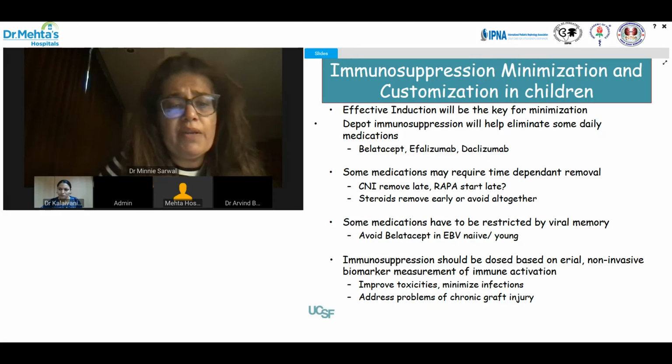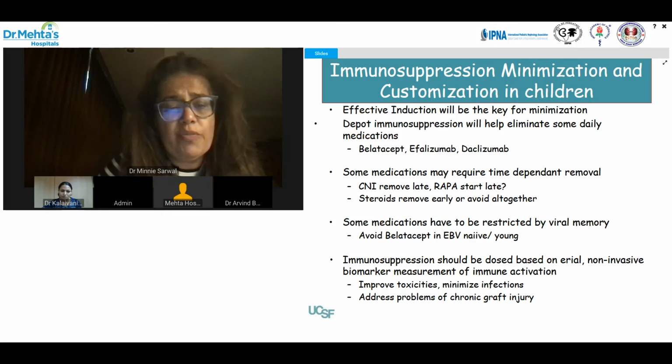Some medications may require time-dependent removal. Calcineurin inhibitors should always be removed or minimized late. RAPA really should not be started too early because of its side effects. And then steroids, we should remove early or avoid altogether, but late steroid withdrawal can actually be quite hazardous. Some medications have to be restricted by viral memory, and we talked about the problems with belatacept.